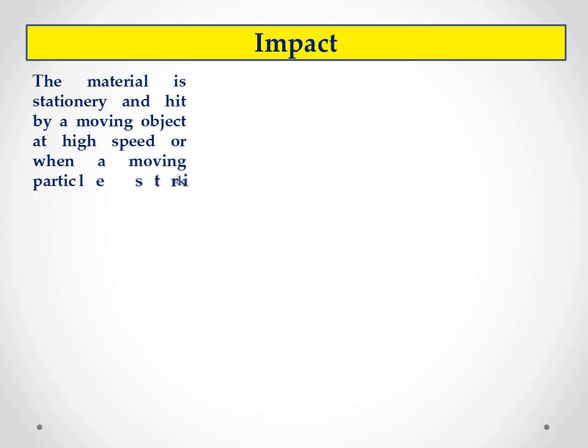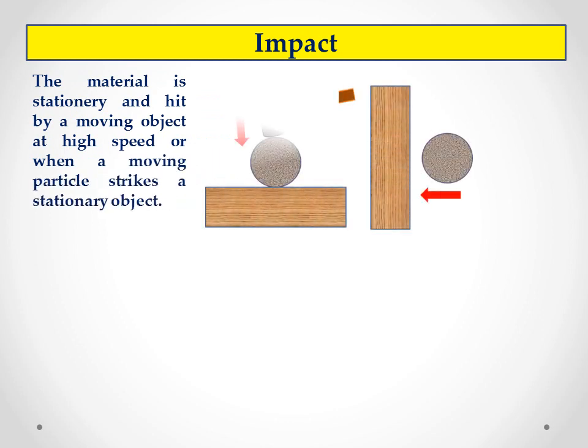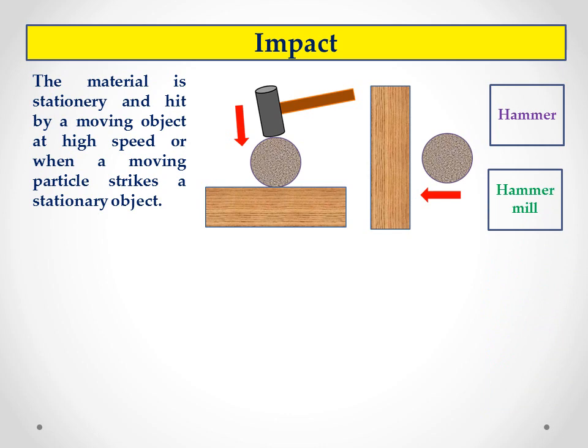Next mechanism of particle size reduction is impact, wherein the material is stationary and hit by a moving object at high speed, or when a moving particle strikes a stationary object. As we can see in the figure, a hammer is striking a stationary object, while in the second part of the figure, the surface is stationary while the object is moving. In both cases, the impact will work for the particle size reduction. The examples of the impact process are, in day-to-day life, the hammer, and in pharmaceuticals we use the hammer mill.